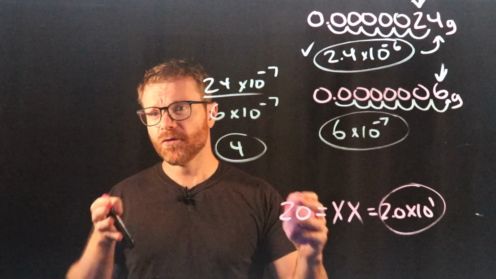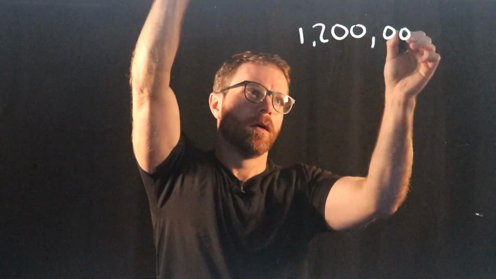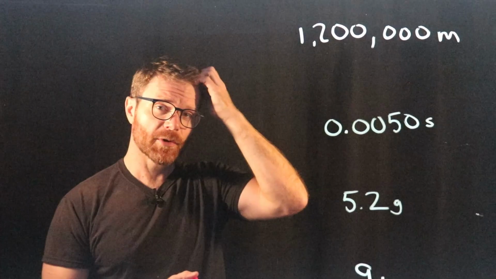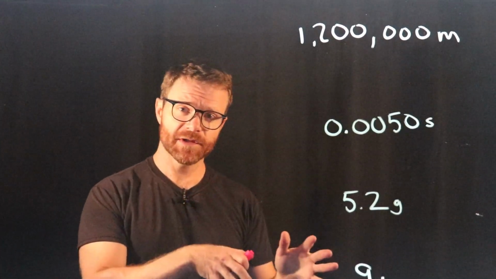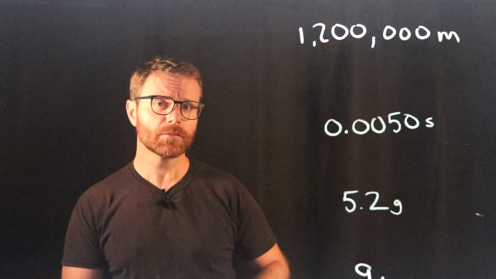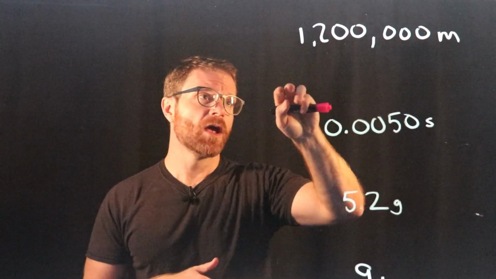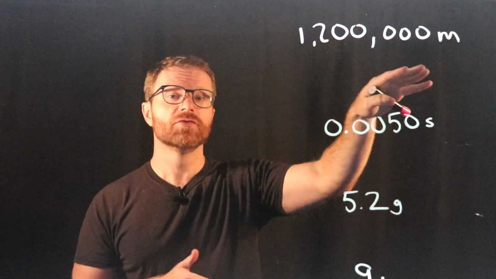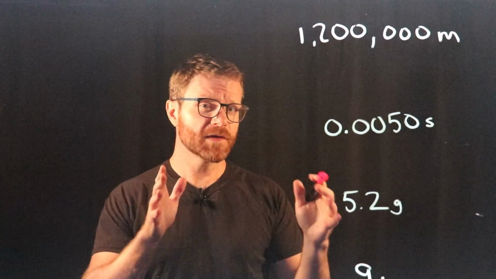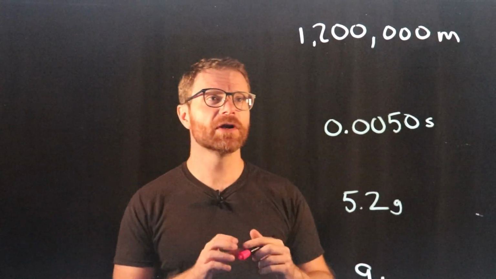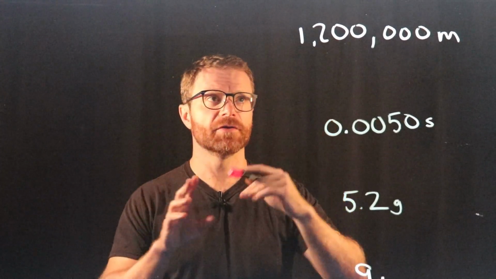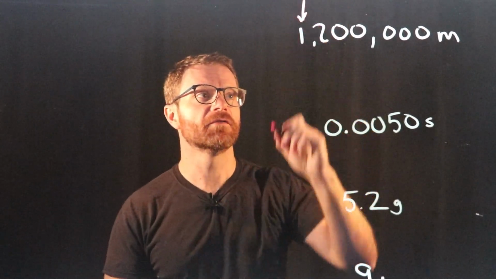Okay, let me give you a few more examples. Here I have 4 numbers, and we're going to put these numbers in scientific notation if they're not already in scientific notation. We're going to start with this top one. Looks like 1.2 million meters. That's a really big number. To put it in scientific notation, all we're going to do is move the decimal point until it's right after the first non-zero digit, which in this case is the 1 in front.